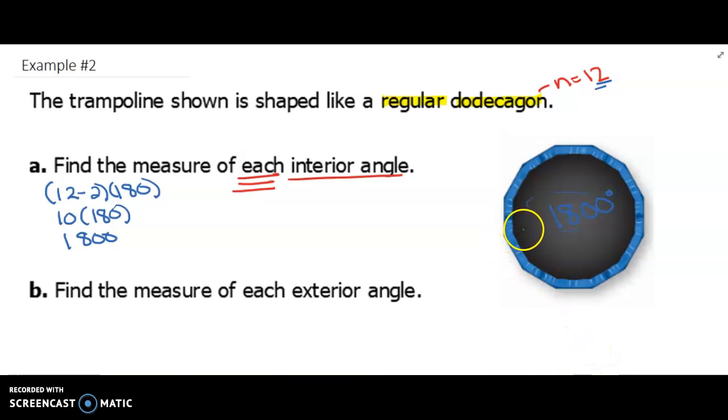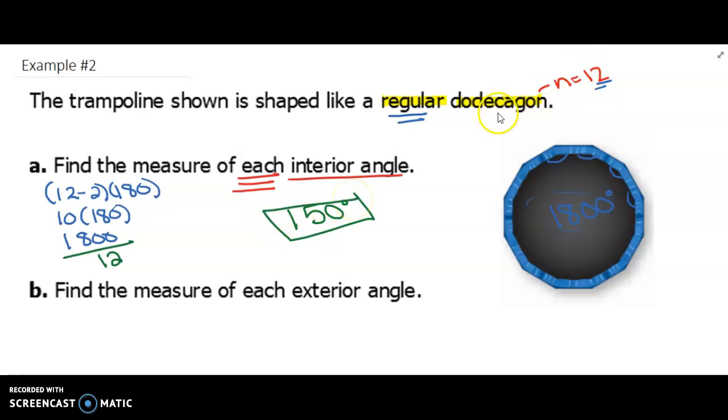So if I add all 12 of these interior angles, it would give me 1800 degrees. But I don't want all of the angles. I want just this angle, or just this angle, or just this angle. But knowing that it's a regular dodecagon, each of these 12 angles are all the same. So I want to divide this 1800 equally among 12 angles. And when I do that, I get that each angle is 150 degrees.